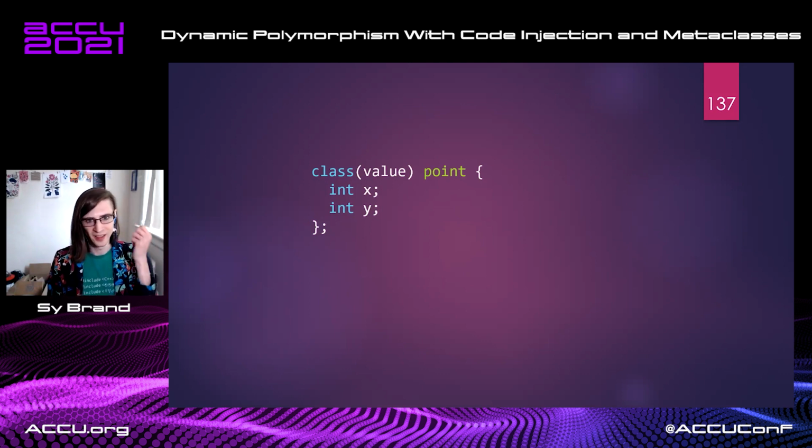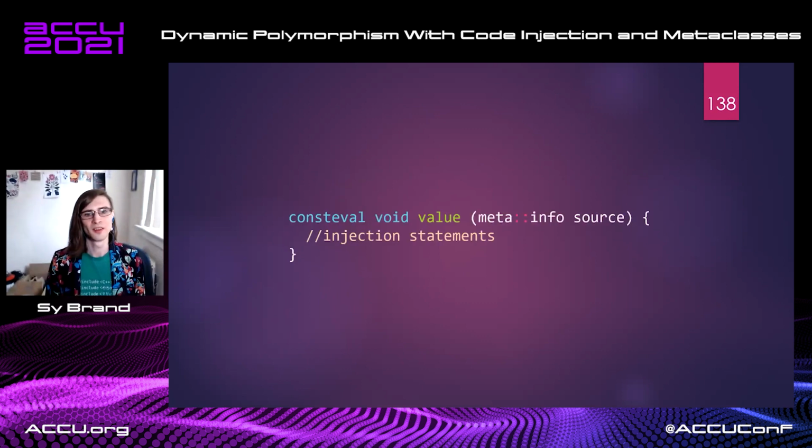So we would say point is a value. And then in some library somewhere, we would have a function called value, which takes in reflection information and does a bunch of injection statements, injecting things like the comparison operators.